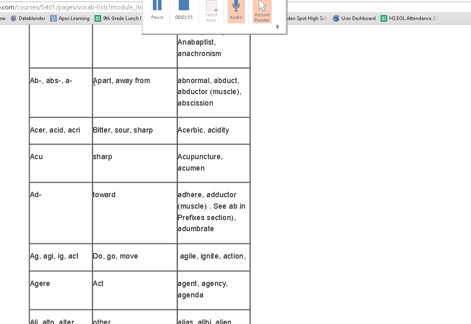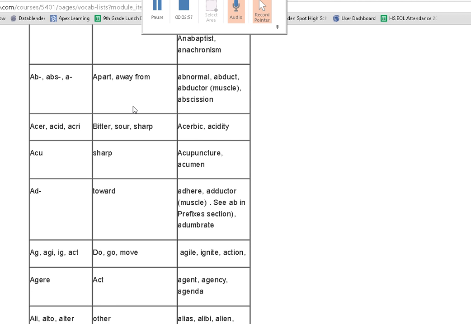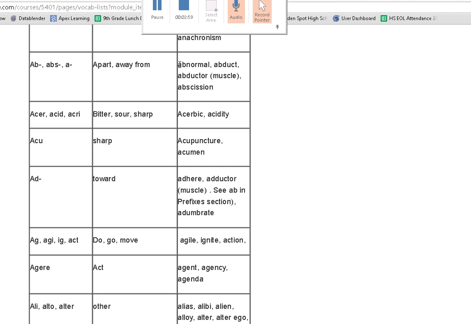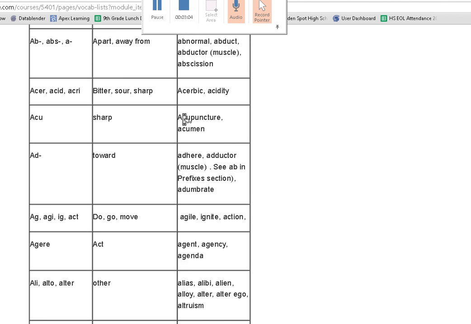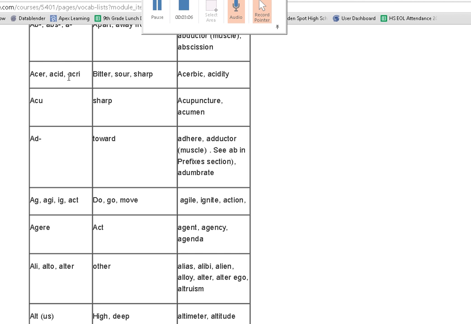Abs or a means apart or away from. If something is abnormal, it's away from normal. Then acer, acid, acr. We're into the roots now, the root words. These are all root words. Means bitter, sour, or sharp. Like if something tastes very acidic, you can feel, like literally feel the tang in your mouth of the acid, like orange juice or something.